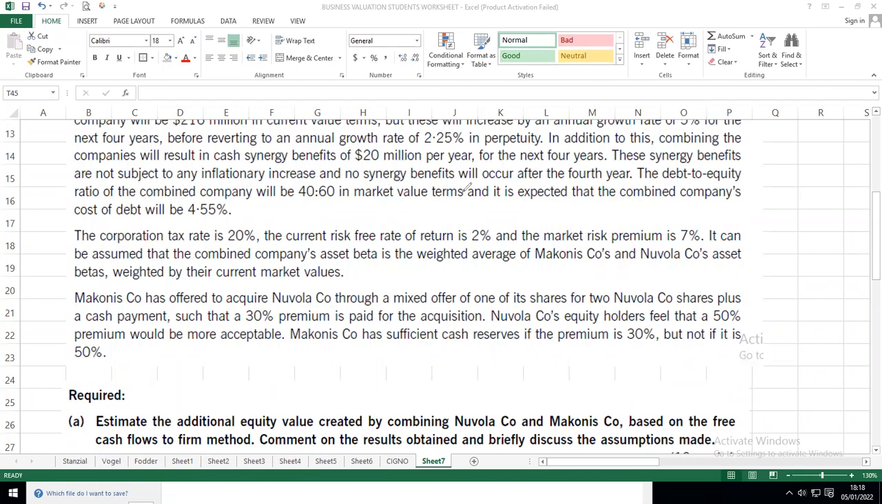There's a proposal that you are going to pay. M has offered to acquire N through an offer of one of its shares for every 2. For every 2 there, I'll give them 1 share. So let's calculate how many shares that will be.